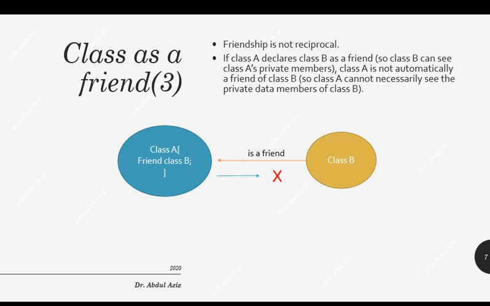So simply remember this: it is a one-way relationship. Class A declares B as a friend, which means B is a friend of A, but does not mean that A is a friend of B. If you want to create a two-way relationship, then we need to declare class A as a friend in class B. Then we can access data in both the classes. Otherwise, always remember friendship is not reciprocal. The only class that is a friend class can access the data. The other class cannot access the friend.